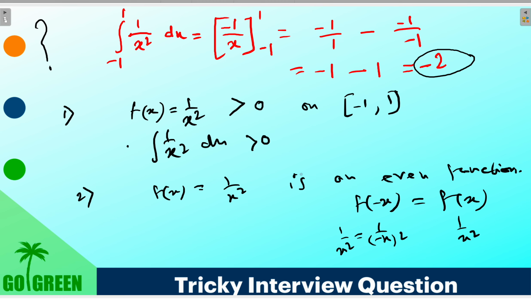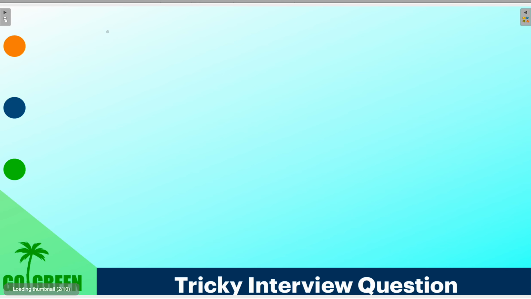Which means fx equal to 1 by x square is an even function. And then for even functions we know that the integral from -a to a of fx must be equal to 2 times the integral from 0 to a of fx. This is from school mathematics, actually. I can also write dx everywhere. So if this is even, what happens if we calculate the integral from 0 to 1 of fx dx? Let me show here.